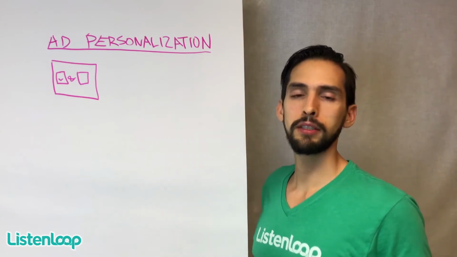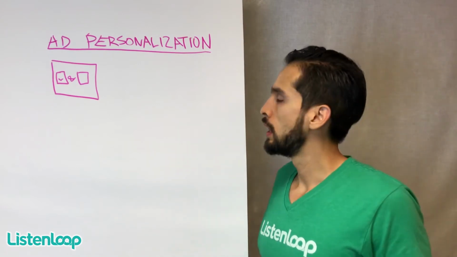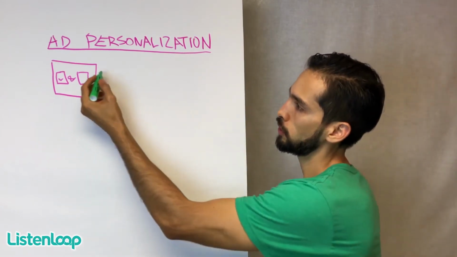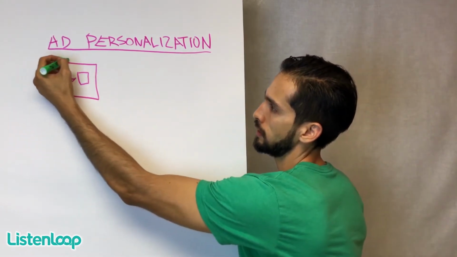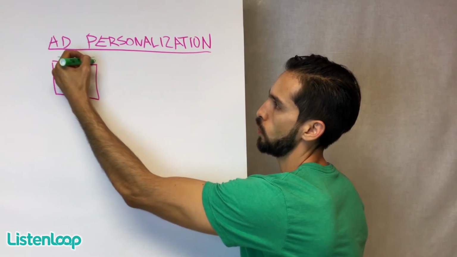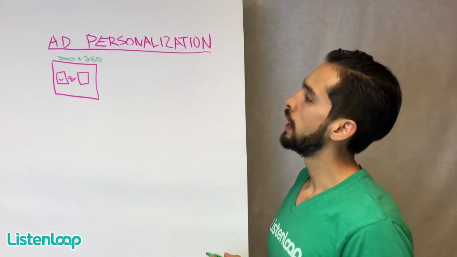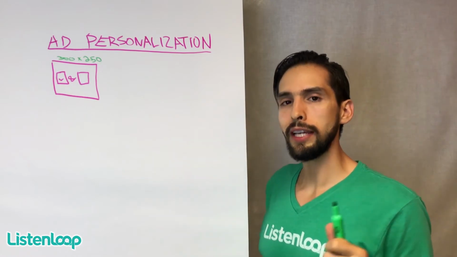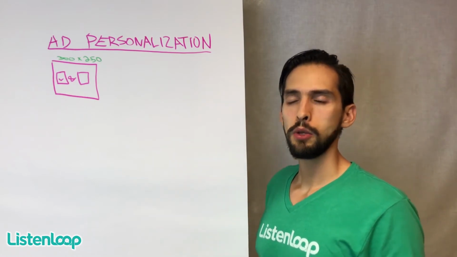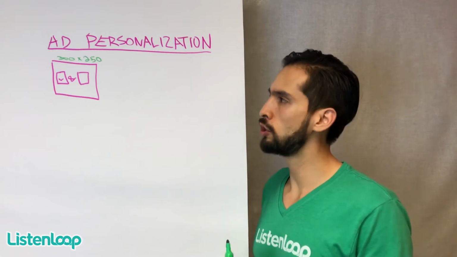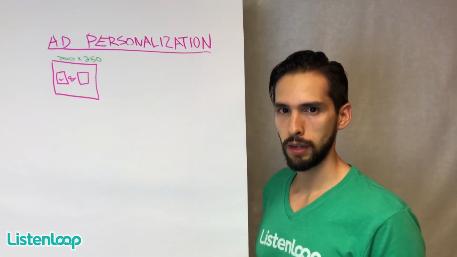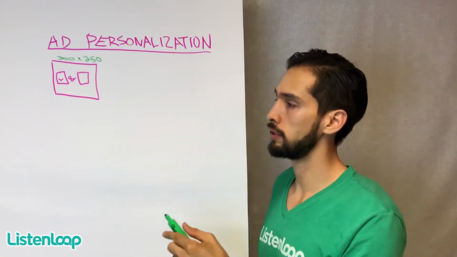Ad personalization. Let's first start with, what is it? Ad personalization refers to the ability to dynamically personalize your ad unit. In this case, this is a 300 by 250 square, medium rectangle as it's known, and it's your ad unit. Now, wouldn't it be great if for each target account you're going after, you can personalize the ad and really show them something that will get them to really pay attention? That is the promise of ad personalization.